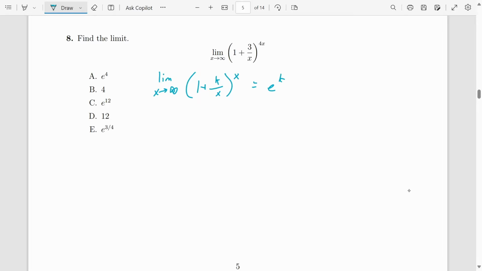So this is really close. The only thing is we've got this extra 4 in the exponent up there. But when I looked online, all you really have to do is multiply that 4 to the k out there. So that's all we have to do. And since our k is 3, that means our answer is going to be e to the 4 times 3, which is e to the 12.